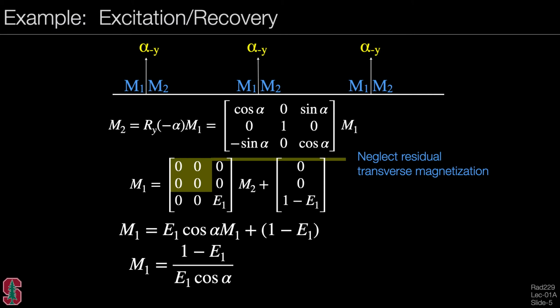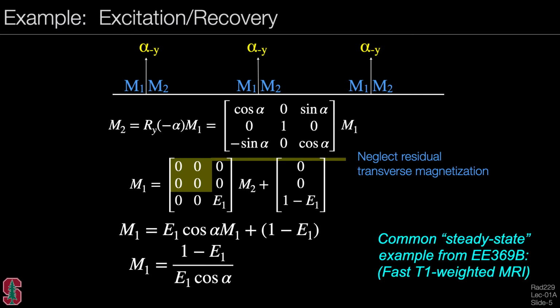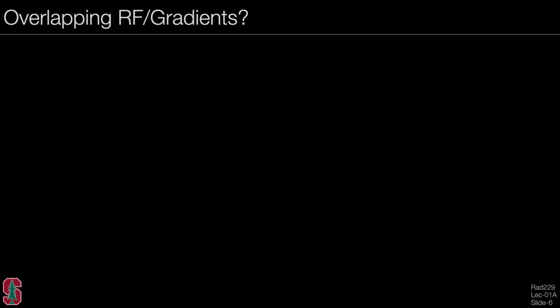So in this example, we've started with matrix operations, but we've actually been able to reduce this to a single one-dimensional expression. We will see later that we do more complicated examples where we end up with a matrix solution. And again, this is a common example that was used in EE369B as well, and is commonly seen in fast T1 weighted MRI. So the next question is, what do we do about overlapping RF and gradients?